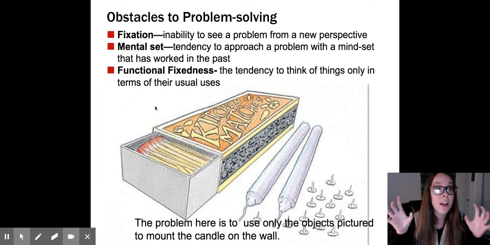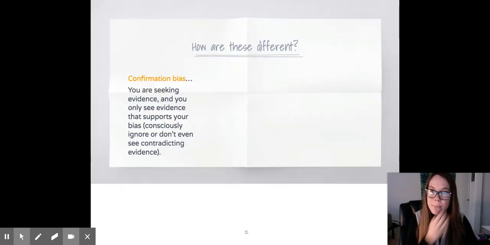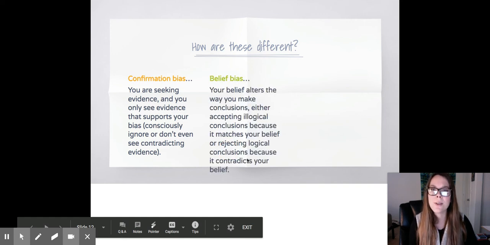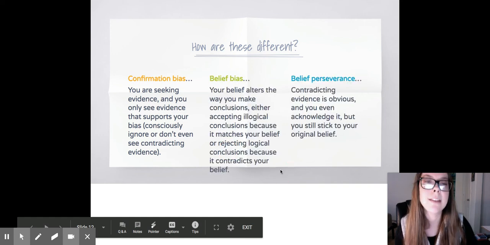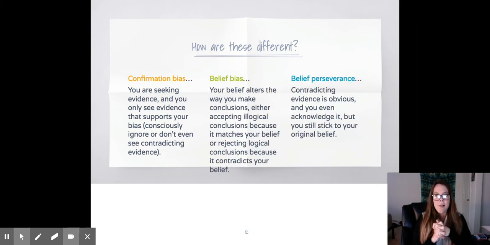So again, these are all three obstacles of problem solving, okay? So how are these different? So these are some other ways that can create a bias with our problem solving.